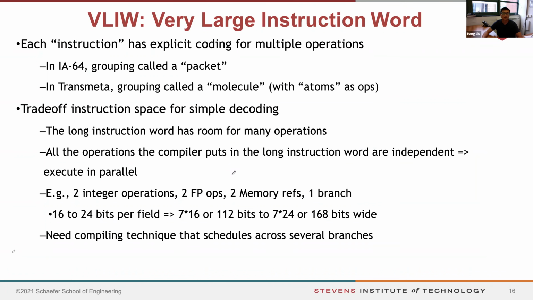Very long instruction word: each instruction has explicit coding for multiple operations. In Intel IA-64, we call each group a packet; in Transmeta, the grouping is called a molecule, with atoms as operations. Trade-off instruction space for simple decoding. The long instruction word has room for many operations. All the operations the compiler puts in the long instruction word are independent, so they can be executed in parallel. For instance, we have two integer operations, two floating point operations, two memory reference operations, and one branch operation, so we can put all of them together.